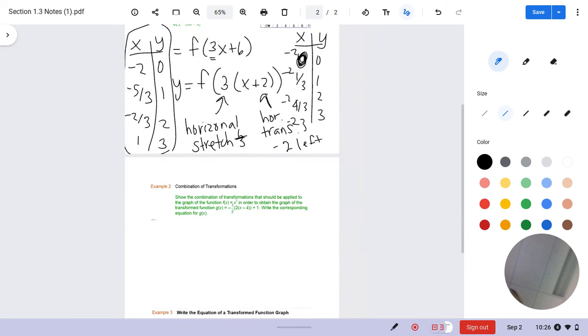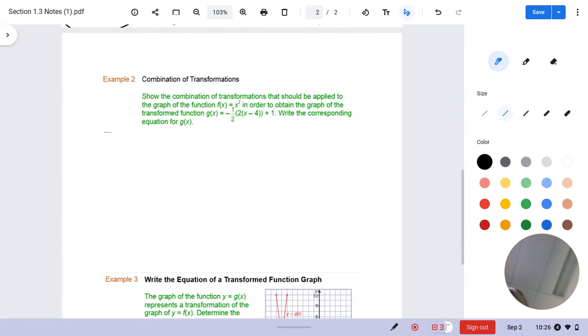Okay, if we move to our second example, it says show the combination of transformations that should be applied to the graph of the function x squared in order to obtain the graph of the transformation. So we just got to list our transformations that are happening. So this negative in front, that's going to be a reflection on the x-axis.